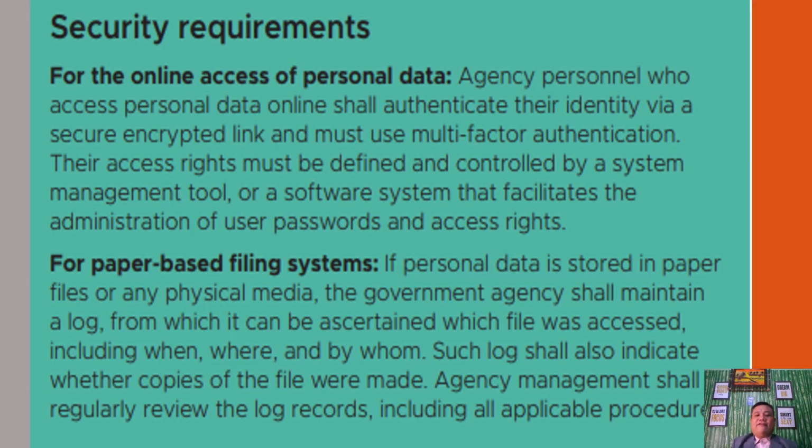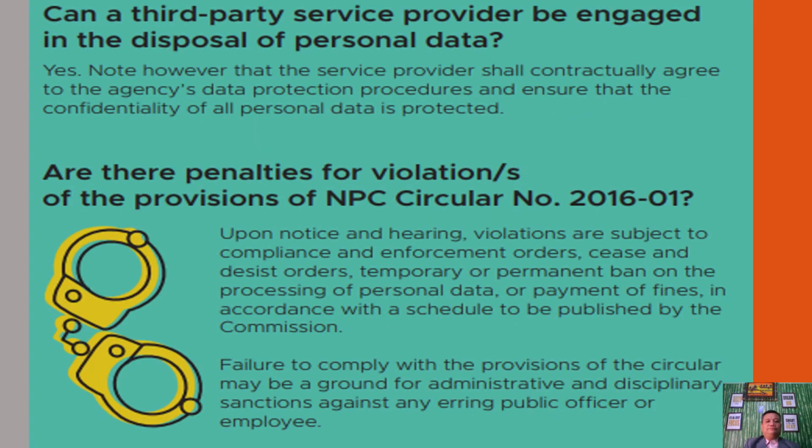For a paper-based filing system, if personal data is stored in paper files or physical media, the government agency shall maintain a log from which it can be ascertained which file was accessed, including when, where, and by whom. Such log shall also include or indicate whether copies of the file were made. Agency management should regularly review the log records, including all applicable processes.